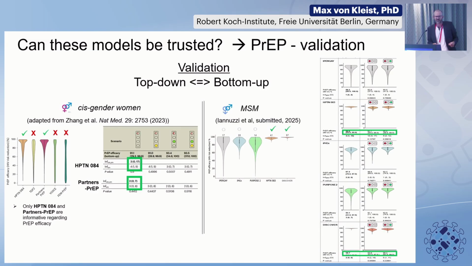The second is for MSM, and this is recent work which we have now submitted, and also there it makes sense. So in other words, we have a model that can model PrEP efficacy. For PEP, it's just a little bit of a mathematical trick. It's the same model.